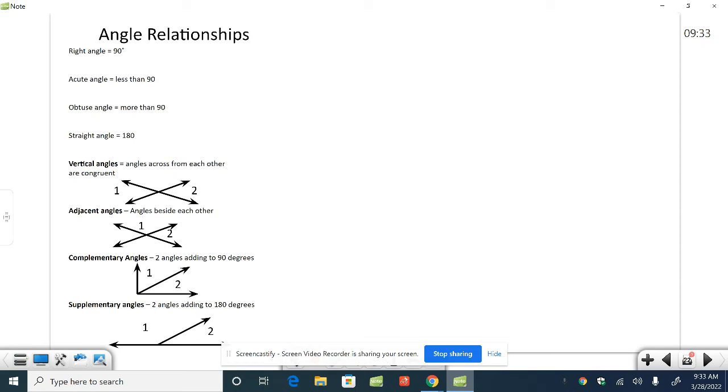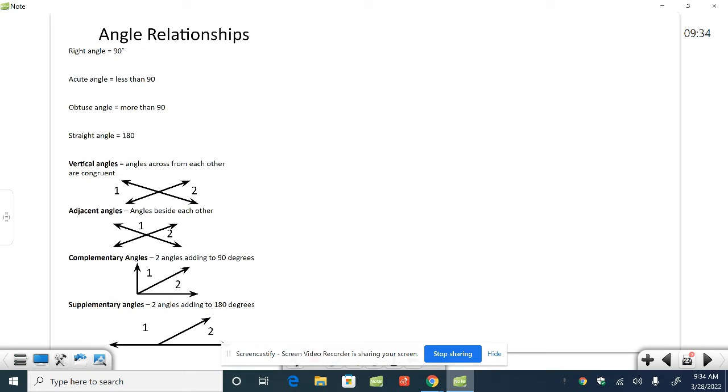Okay, so we started talking about angle relationships, and the sheet that you have are the notes that we're going to take. We're going to use these map colors in a little bit to help identify some of the angles. A right angle has 90 degrees, an acute angle is less than 90, an obtuse angle is more than 90, a straight angle is 180 degrees. You wrote this down on Friday, so you should have written it down.